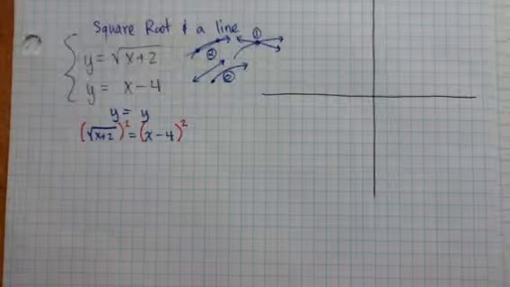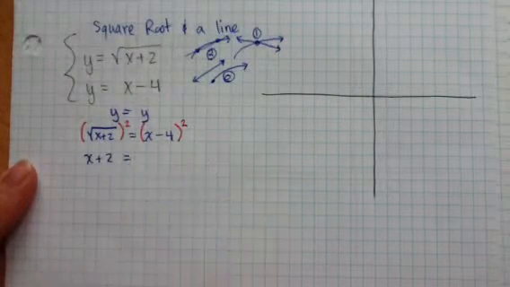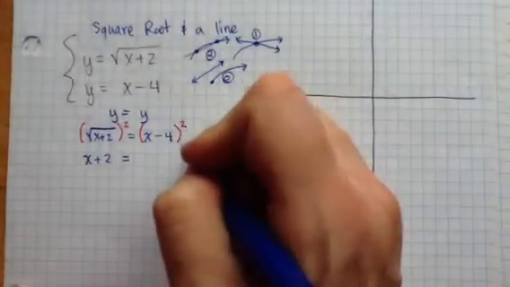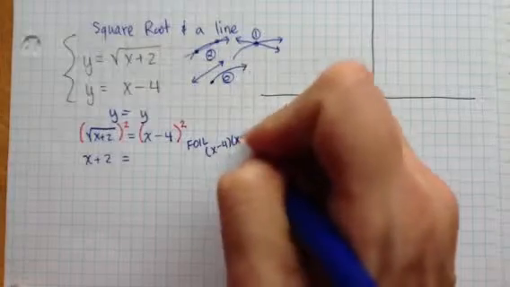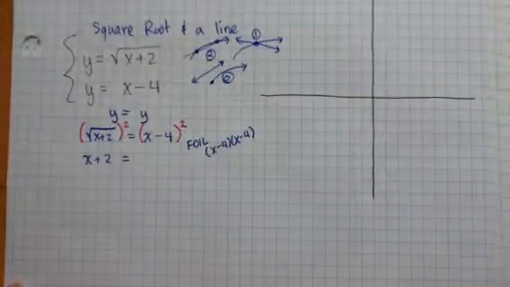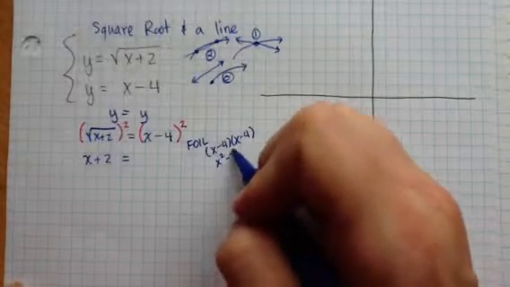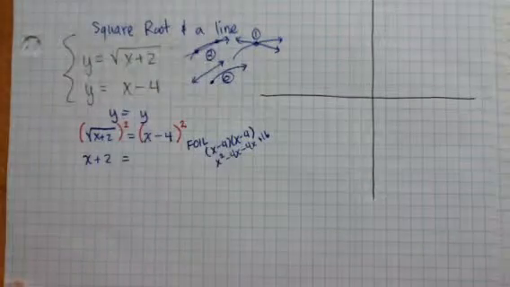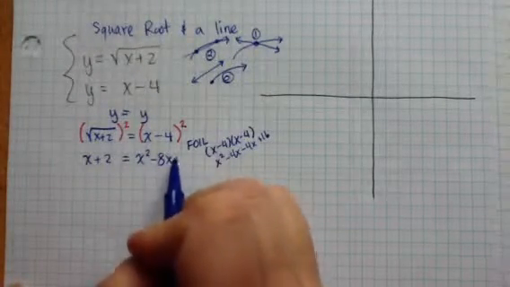Squaring a square root basically just gets rid of the radical, so we're going to have x plus 2 equals. On the other side, I have a binomial, so I'm going to have to FOIL that because it's x minus 4 times x minus 4. So that's going to give me x squared minus 4x minus 4x plus 16, so x squared minus 8x plus 16.